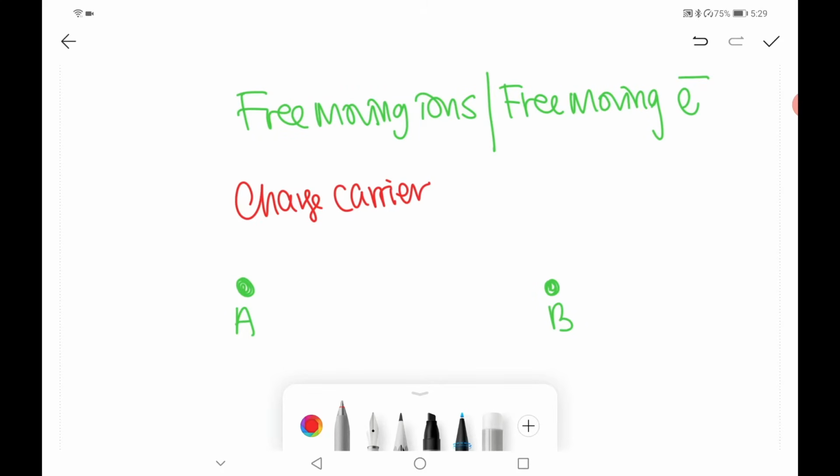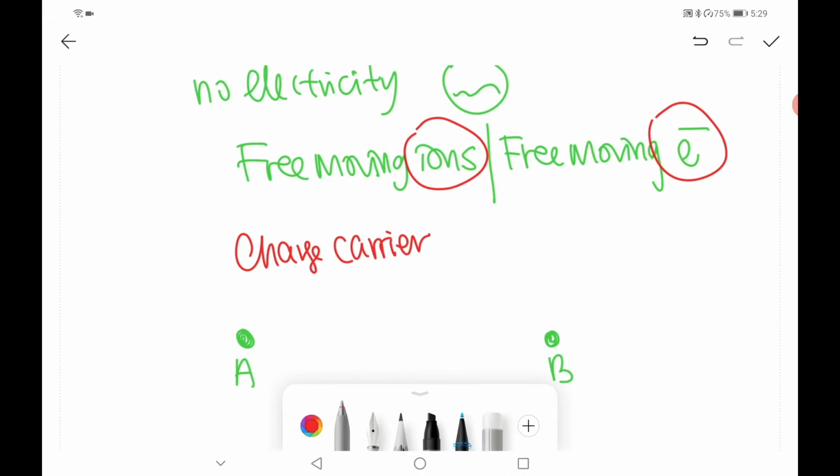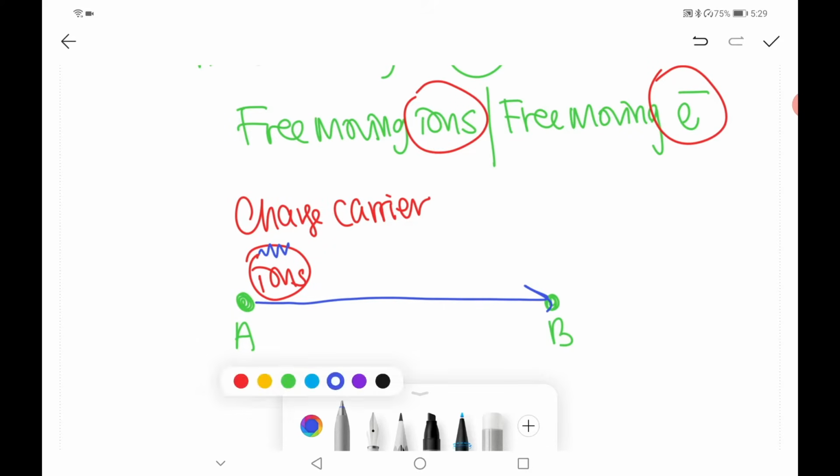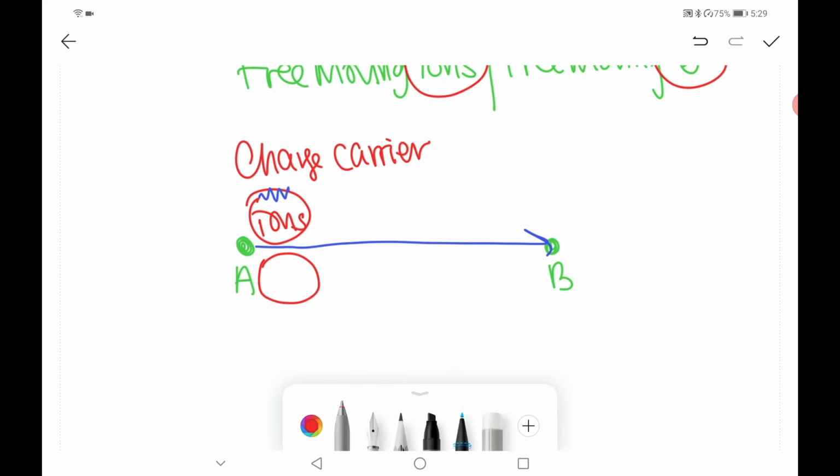So the charge carrier can be an ion or an electron. If you have ions, they can carry the charge to move from one point to another point. Then it can conduct electricity. If you don't want to use ions, you can also use electrons. Electrons can also carry the charge and move from one point to another.